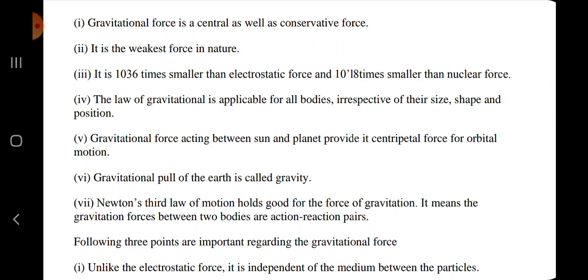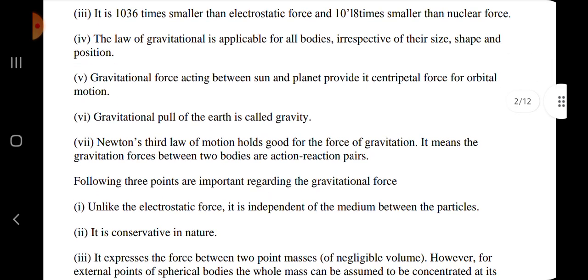Important points about gravitational force. It is a central as well as conservative force. It is the weakest force in nature. It is 10^36 times smaller than electrostatic force and 10^18 times smaller than the nuclear force.